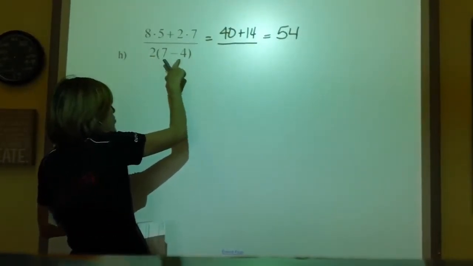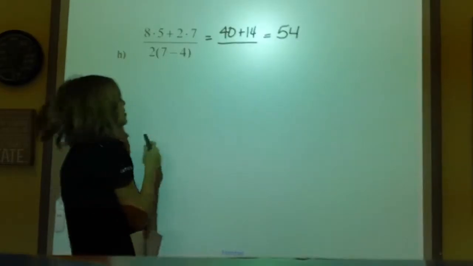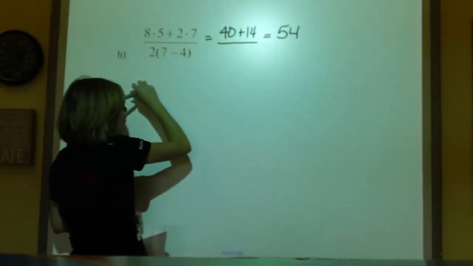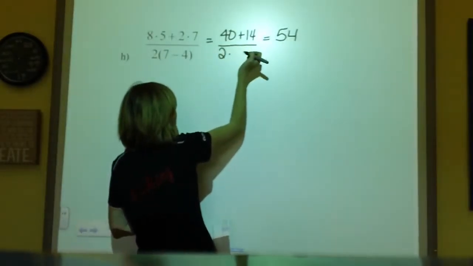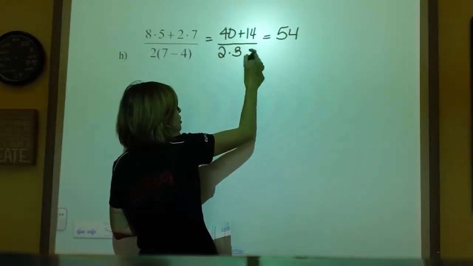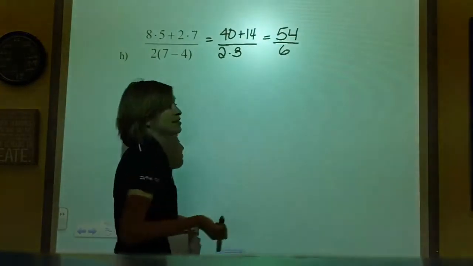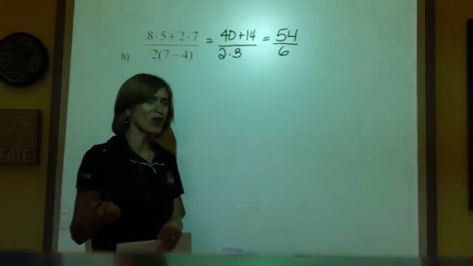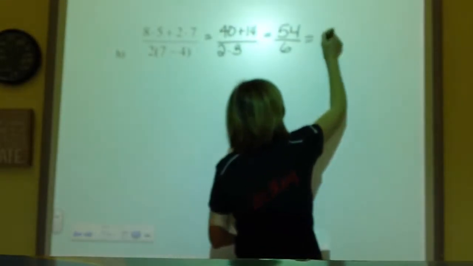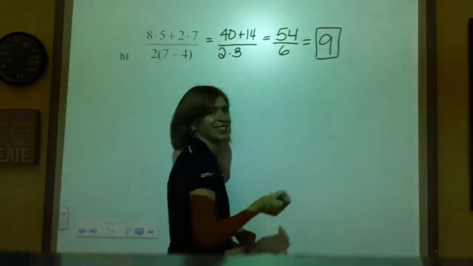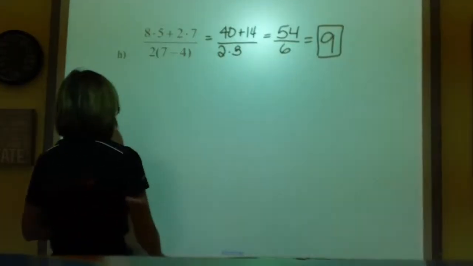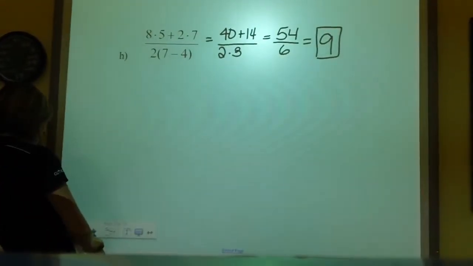Then I've got grouping symbols. I've got to do that 7 minus 4 first. So I have 2 times 7 minus 4, which is 3. 2 times 3 gives me 6. Now, 54 divided by 6, there's a math fact. 9. Love it. Okay, you guys are doing good. Hopefully I'm not going too fast for you.